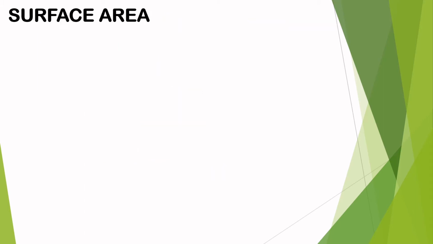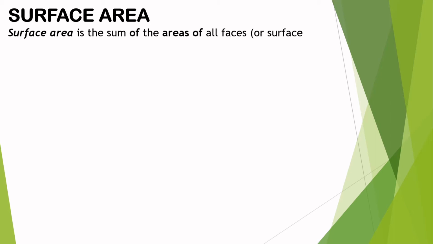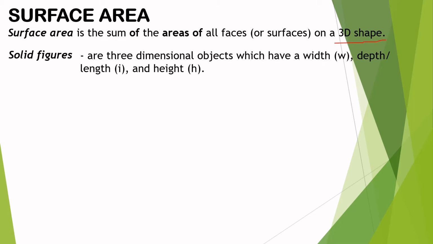Our lesson for today is about surface area. So what is surface area? It is the sum of the areas of all faces or surfaces on a 3D shape. And what are these 3D shapes? This is what we call solid figures. These are three-dimensional objects which have width, length, and height.